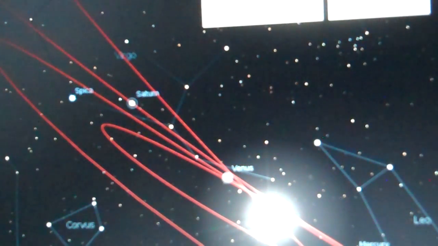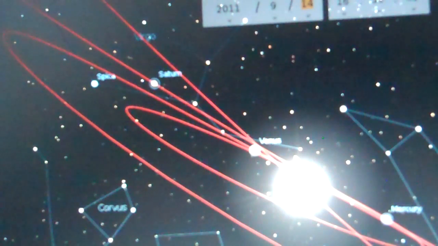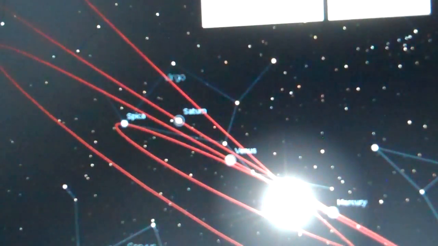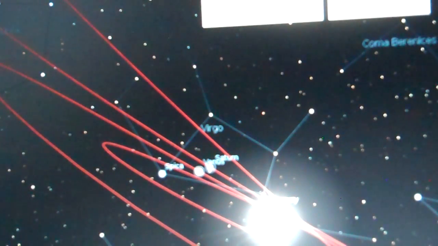What's coming into play here now is Virgo. The Sun's very near the tip, or the head, of Virgo. There's Venus. Saturn is inside of Virgo's body. I want to keep going: 14, 15. Okay, I'm going to go right up to the 29th.